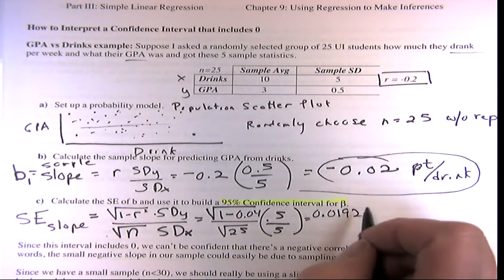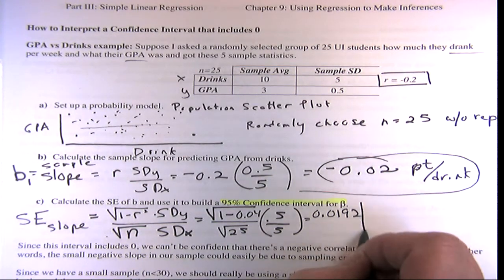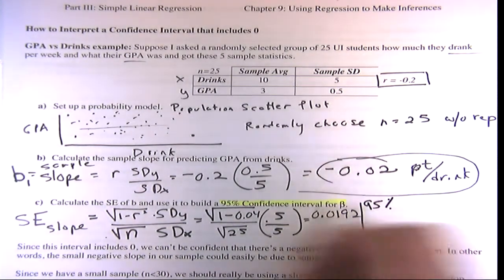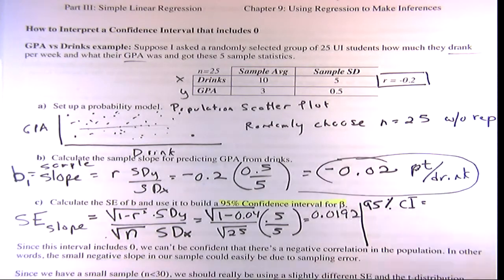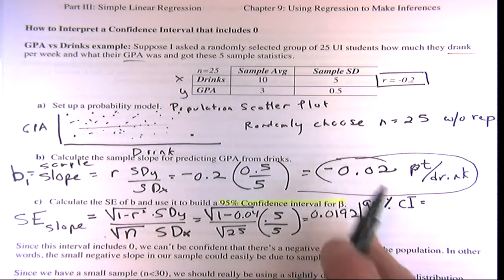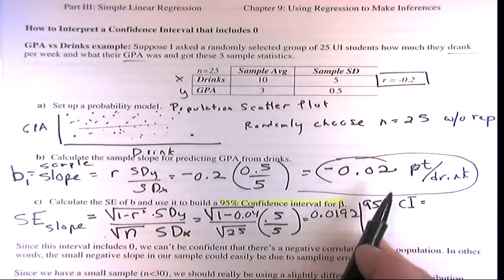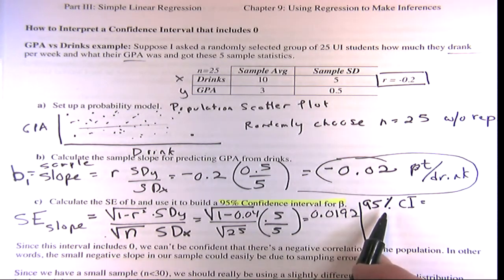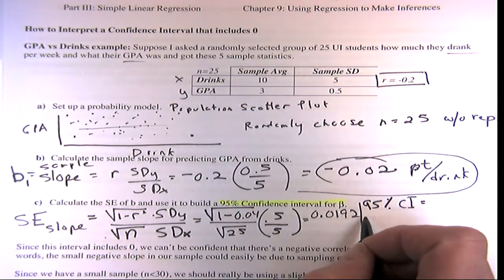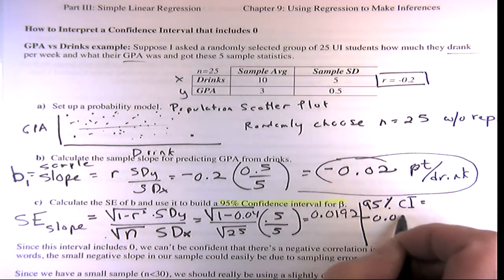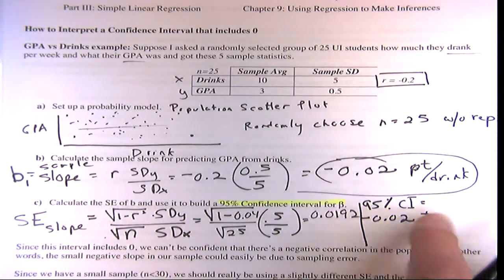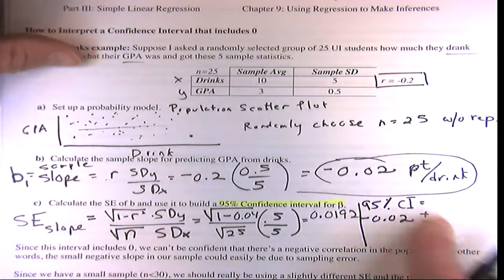Okay, so now we'll do that, and let's draw a line here. And remember, the 95% confidence interval, we did this on the previous page, is going to be our sample slope right here, plus or minus a critical value of z that corresponds to 95% in the middle, times our standard error. So our sample slope is negative 0.02, and then we'll have plus or minus. Now we're going to have the critical value of z corresponding to 95%.